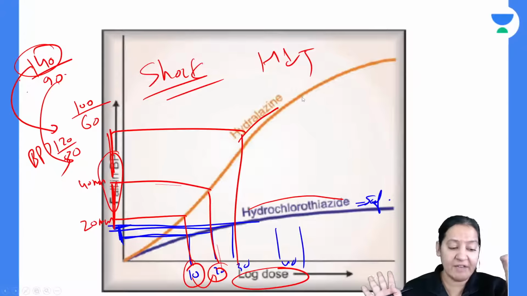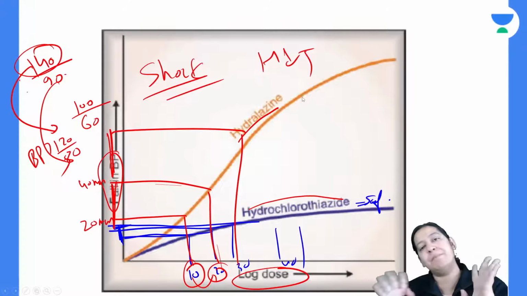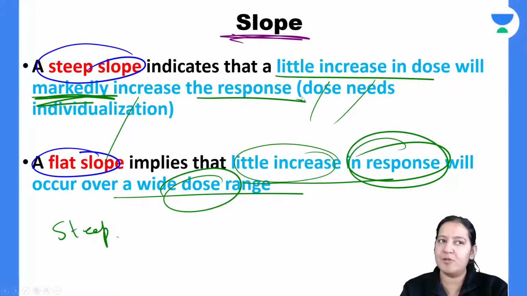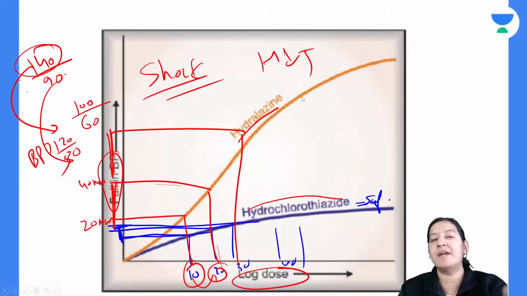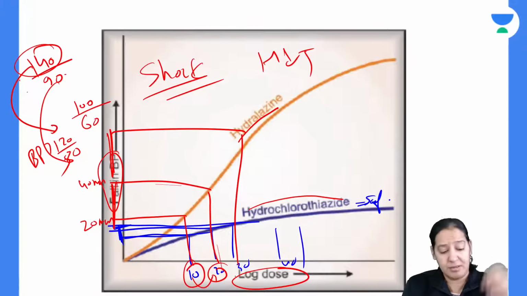Kuldeep is asking, is efficacy high for the steep? No, it is not the case. Efficacy is more for the flat. No, efficacy wise, don't compare it. These are various parameters. Don't try to mix them. So slope wise, learn there are two types of slope, steep slope and flat slope. Now don't compare them with efficacy.